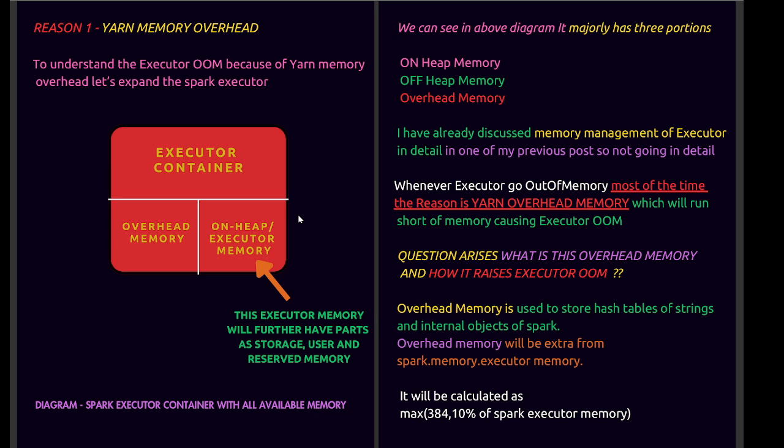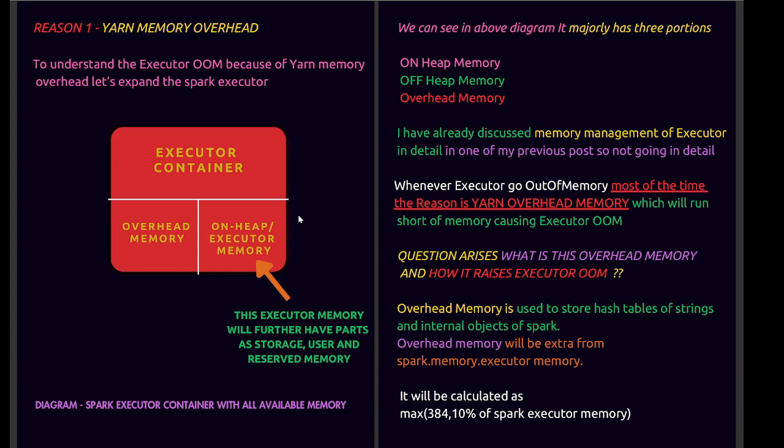You see in the diagram we have the executor container, and within this executor container we have overhead memory and on heap executor memory. This on heap executor memory further has some parts: storage memory, user memory and reserved memory. So you can see we have 3 portions: on heap memory, off heap memory and overhead memory. Whenever an executor goes out of memory, most of the time the reason would be yarn overhead memory, which runs short of memory, causing executor out of memory.